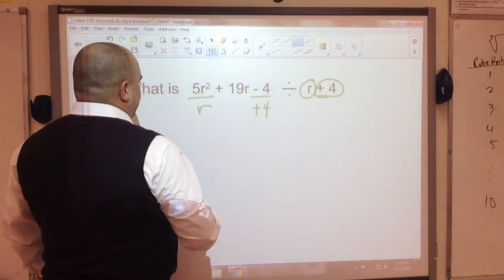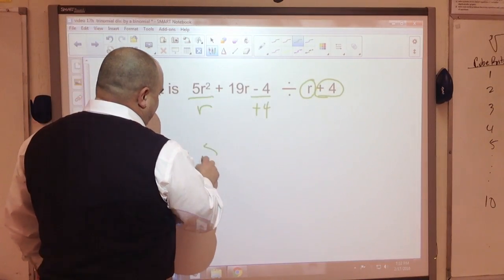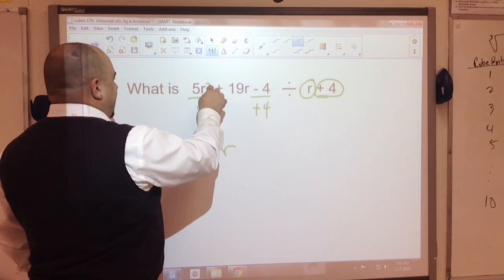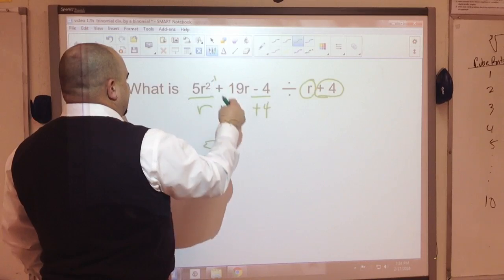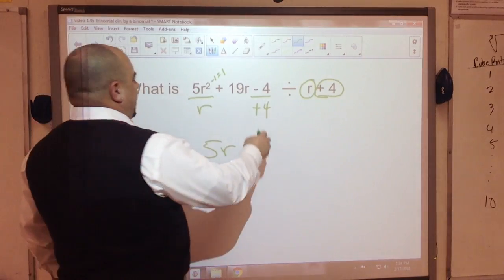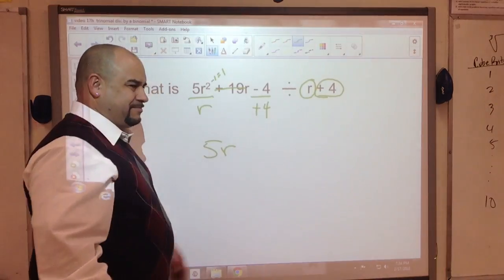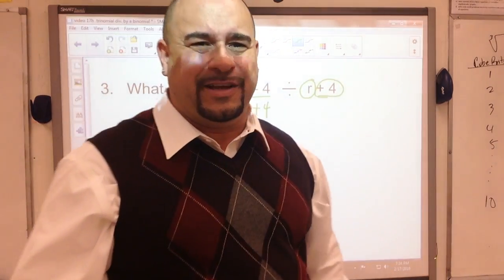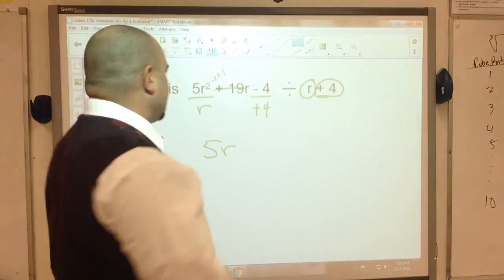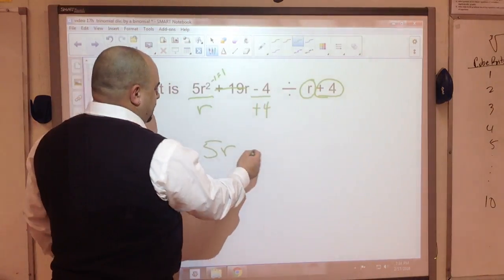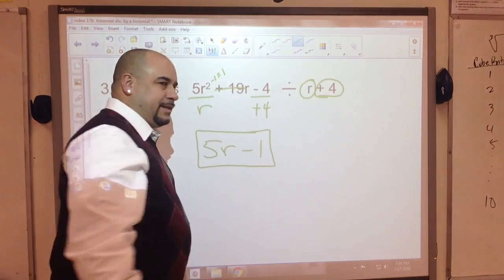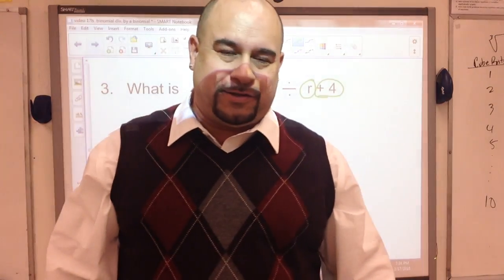5r squared divided by r. Well, I got 5r. There's nothing that goes with the 5. I had 2 minus 1 is 1. And so there it is. Don't worry about this. That's just silly. But if you really want to know, ask me in class. Negative 4 divided by positive 4 is negative 1. There is my final answer.